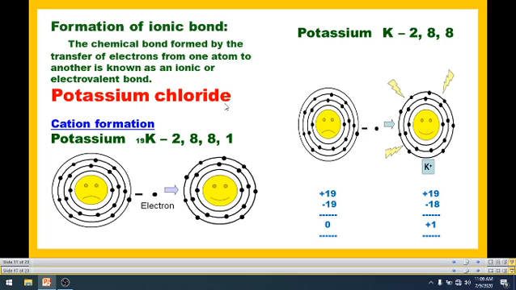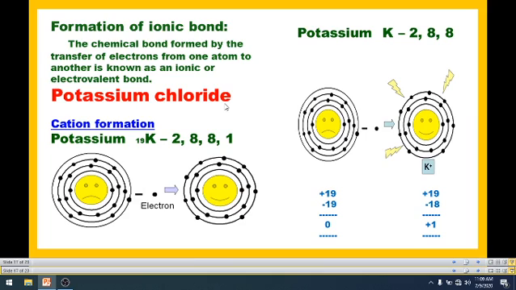How an ionic bond is formed. We know what an ionic bond is. An ionic bond is a chemical bond formed by the transfer of electrons from one atom to another. It is also called an electrovalent bond. So how is an ionic bond formed? By the transfer of electrons from one atom to another.